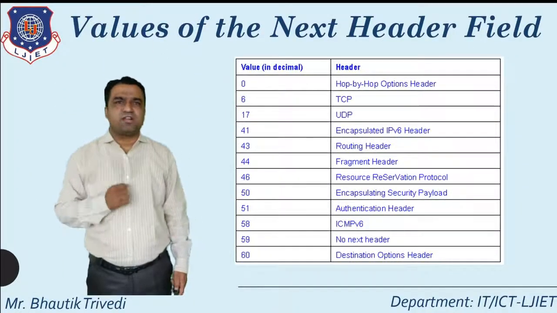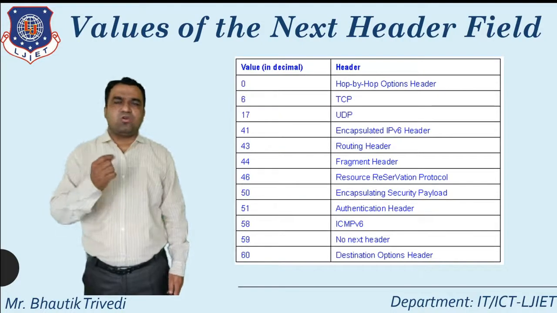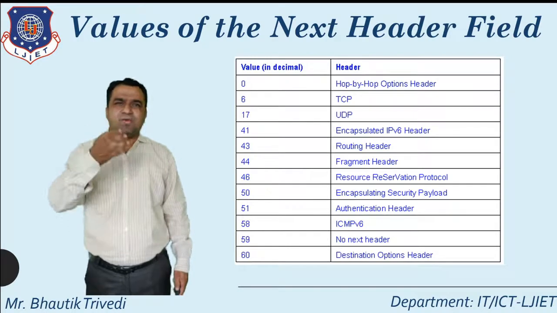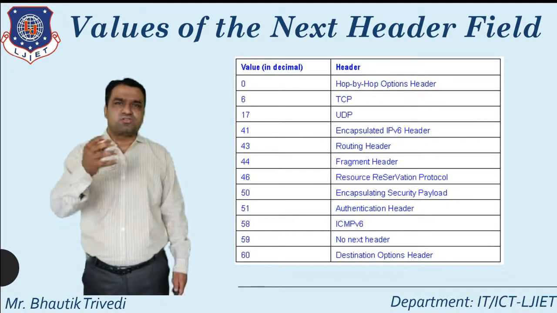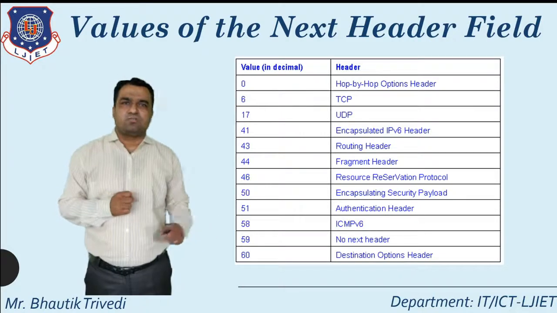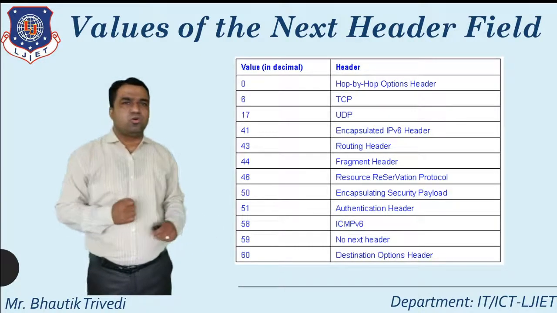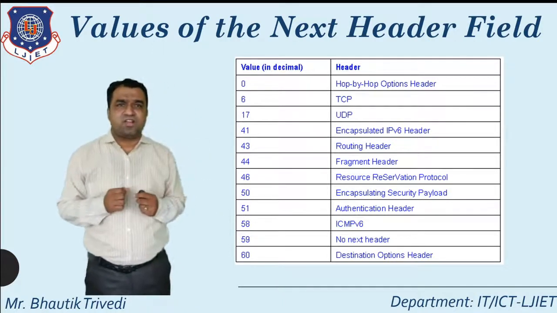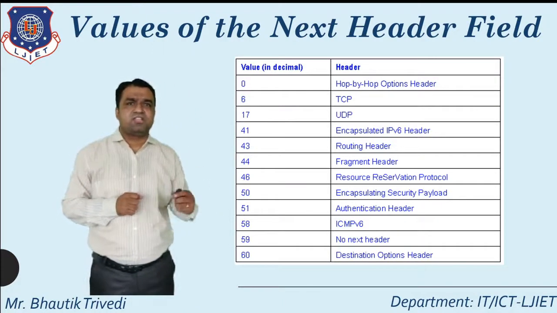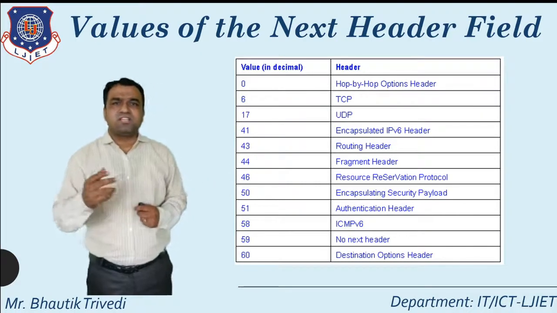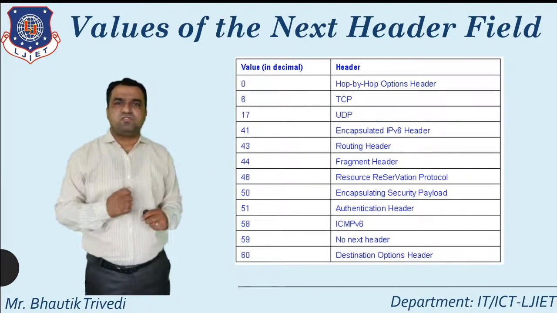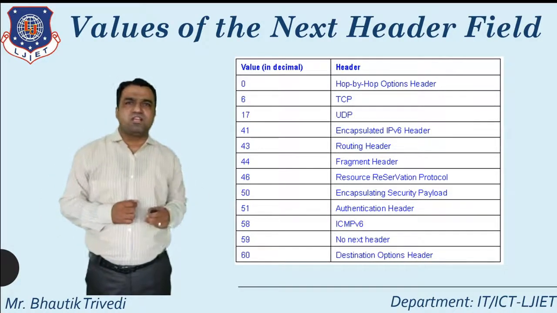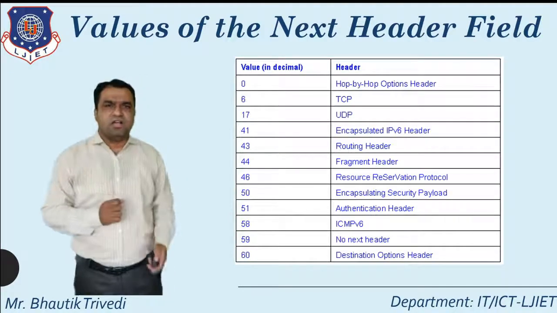After that, only one point remains, that is the value of the next header field. Here are some examples of which particular value you set and what it means. For example, if you set 0 in the header's next header field, that means hop-by-hop. If you set 6, that is TCP. If you set 17, that's UDP. So this is the way you can directly demonstrate the values of the next header field.